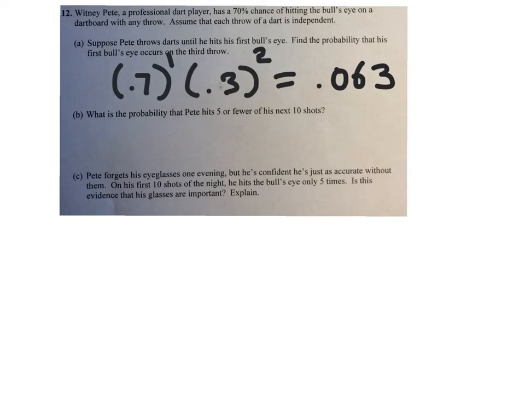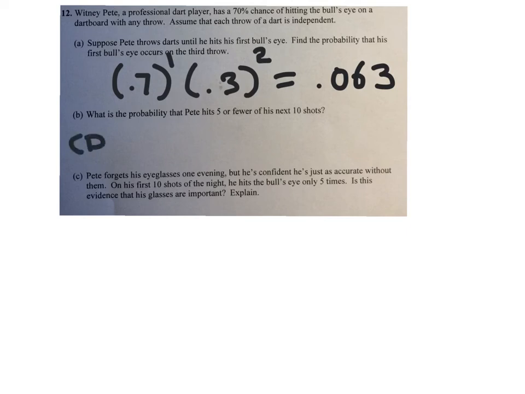Okay, now the next one. What is the probability that Pete hits 5 or fewer on his next 10 shots? Now, I could have used geometric PDF on the letter A. And remember, second vars go all the way down past Poisson to get to geometric PDF. Now this one is binomial. Let's see, is it PDF or CDF? What is the probability that Pete hits 5 or fewer? So it could be 5 or 4 or 3 or 2 or 1. So we're going to do binomial CDF.